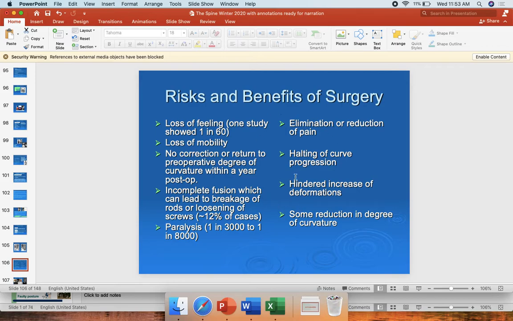Here are some risks and benefits. The benefits: elimination or reduction of pain, halting the curve progression, decreasing the deformation, and reduction in the degree of curvature. And here are some of the risks, though. Loss of feeling, right? We're going in right there by the spinal cord. Loss of mobility is an obvious one. They're going to go in and fuse those vertebrae together. So the person is going to lose the amount of motion that they have in flexion, extension, rotation, lateral flexion, all types of spinal movements.